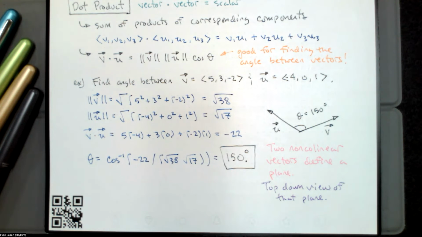So we got this dot product. That's the dot product. We got two ways of calculating this dot product. I still haven't told you what this scalar means.